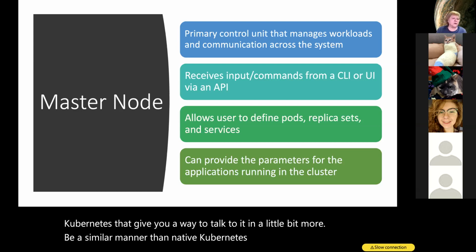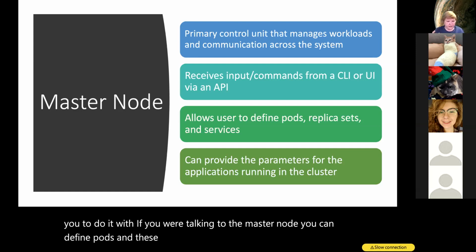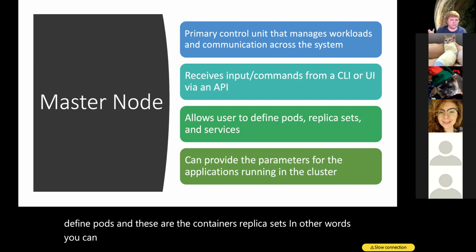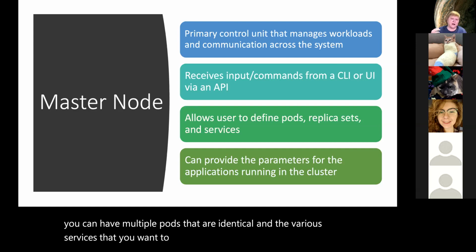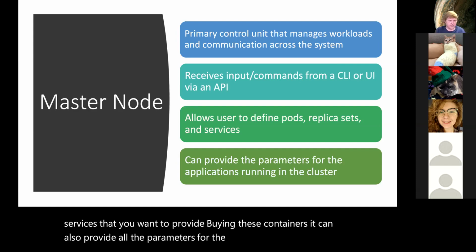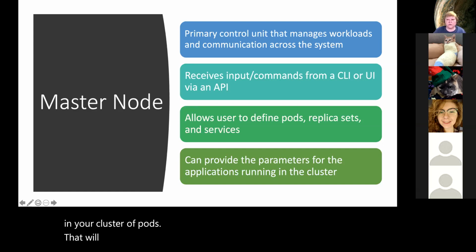So what does it allow you to do? If you're talking to the master node, you can define pods, and these are the containers. Replica sets, in other words, you can have multiple pods that are identical, and the various services that you want to provide via these containers. It can also provide all the parameters for the applications that are running in your cluster of pods that will be contained within one of the workers.